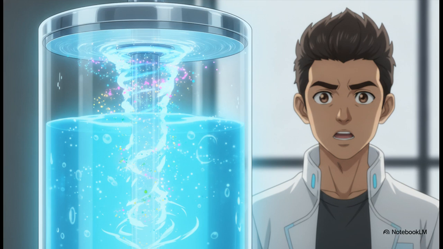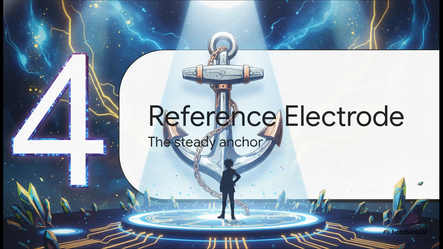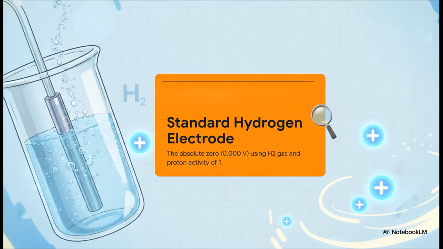It is absolutely essential for studying fast catalytic reactions. Which brings us to part 4, the reliable reference electrode. Every great performance needs a steady anchor, and in our electrochemical cell, that is the reference electrode. If the working electrode is our lead actor, the reference electrode is the stage floor. It must never, ever move.